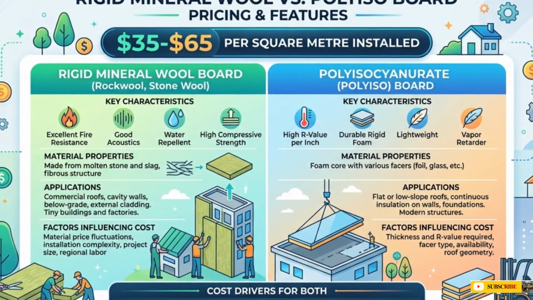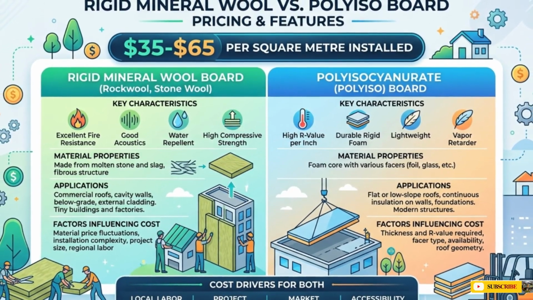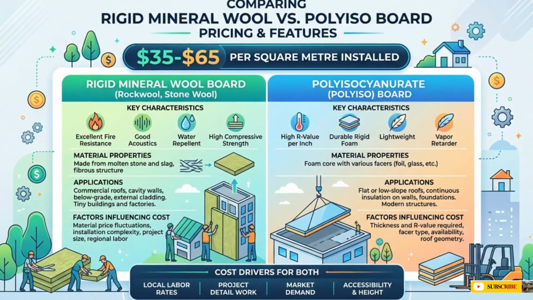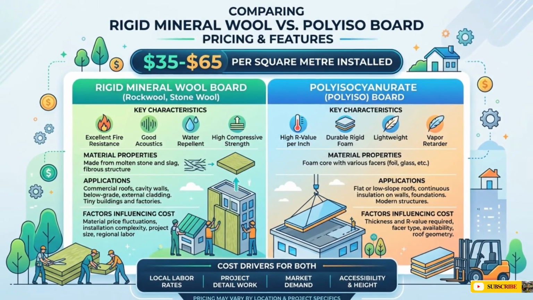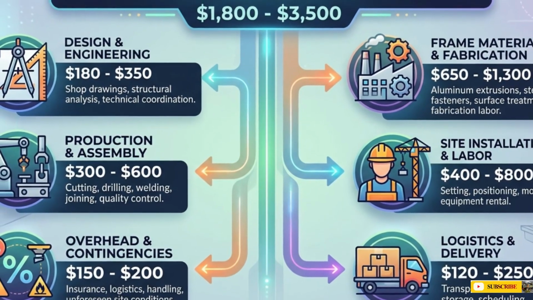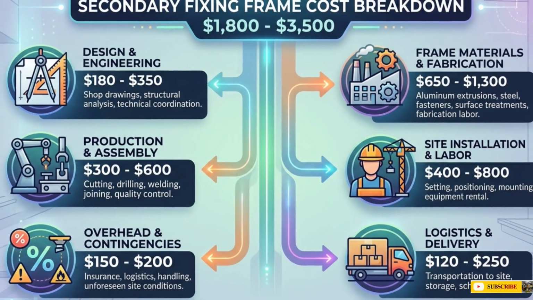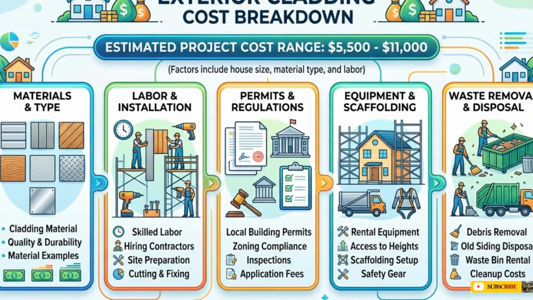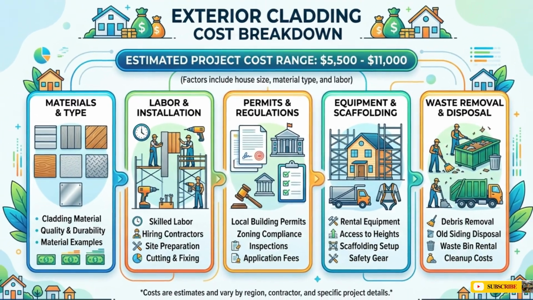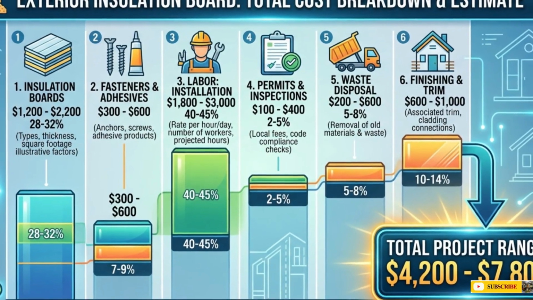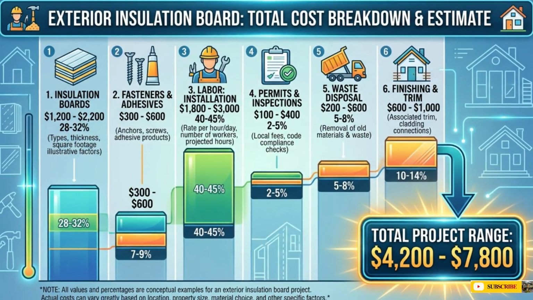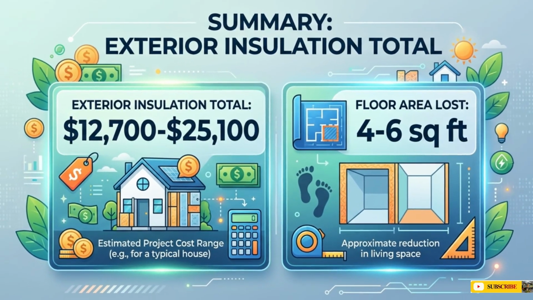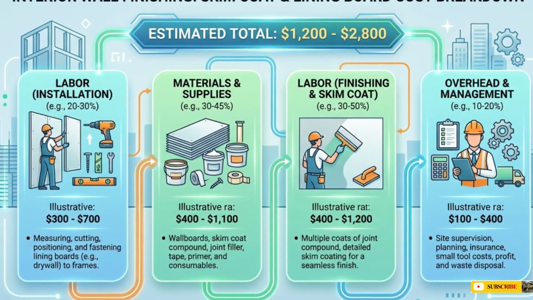Exterior insulation system. 75 mm rigid mineral wool or polyisocyanurate board applied to exterior steel face, $35 to $65 per square meter installed. For a 40-foot container exterior wall area, $4,200 to $7,800. Secondary horizontal fixing frame to carry cladding over insulation, $1,800 to $3,500. Exterior cladding, fiber cement or timber, $5,500 to $11,000. Thin interior skim coat or 12 mm lining board direct to steel, $1,200 to $2,800. Exterior insulation total, $12,700 to $25,100. Floor area lost, 4 to 6 square feet.